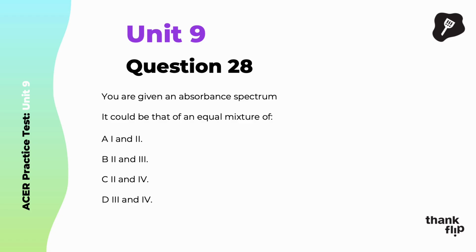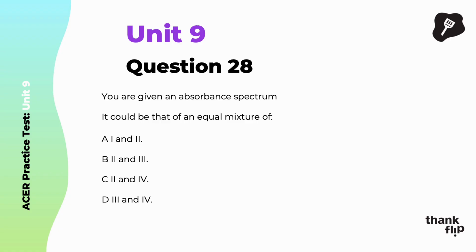Alright, so we're given an absorbance spectrum here for Unit 10, and we have different compounds that have different absorbance spectra. And we're assuming that unless we're given any other information, the compounds don't react when they're mixed. So they remain their own compound, so they would have their own absorbance spectra. So then we're given question 28.